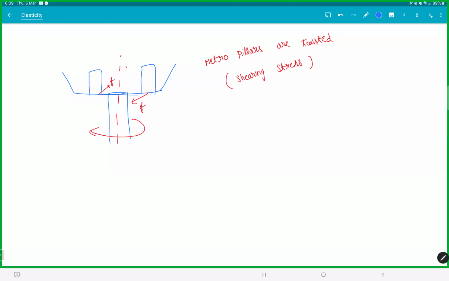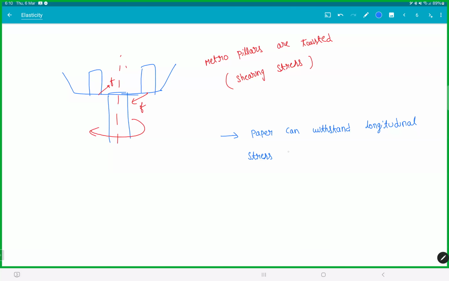Now, different materials will behave differently with different stresses. For example, when you're trying to stretch a paper, is it easy to stretch a paper or tear a paper? You can't stretch a paper that easily. So paper can withstand longitudinal stress. If you try to stretch a paper, it will resist you. But when you try to tear the paper, it just goes off. So different materials will have different kinds of limits.